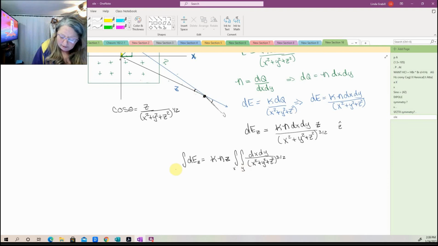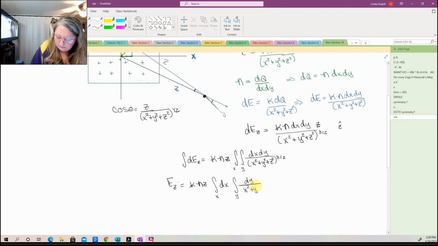And that's what I'm going to do. I'm going to integrate my dE. We can go ahead and write that now. It's just going to be the E total in the z. It's going to equal k eta z times the integral. Seeing as I wrote x here, I will go ahead and start with x dx times the integral for my y and my dy over this ugly mess, x squared plus y squared plus z squared.